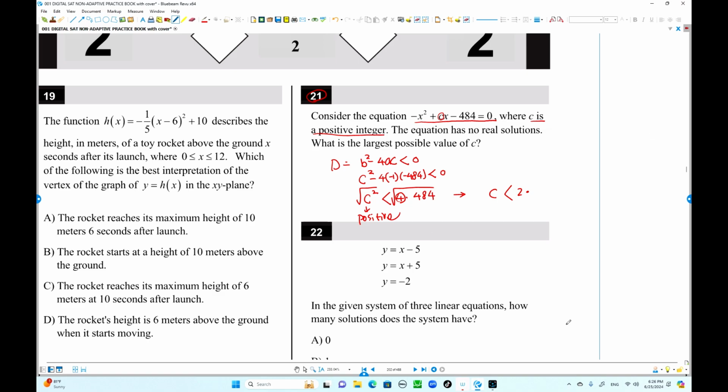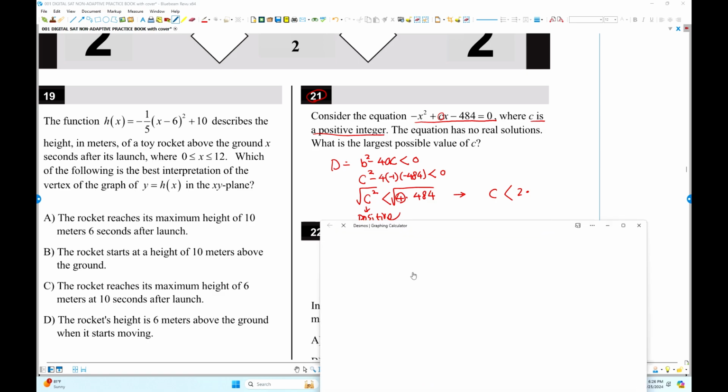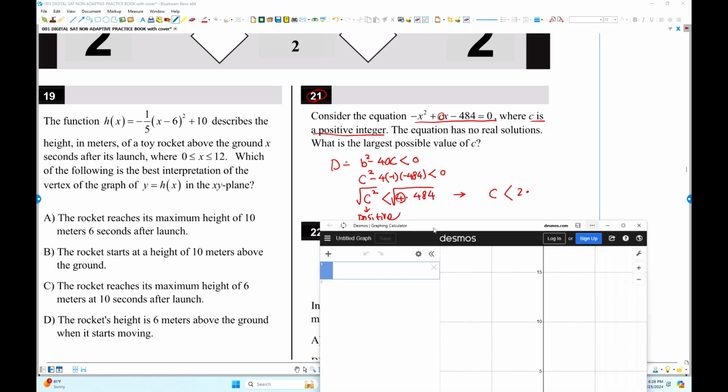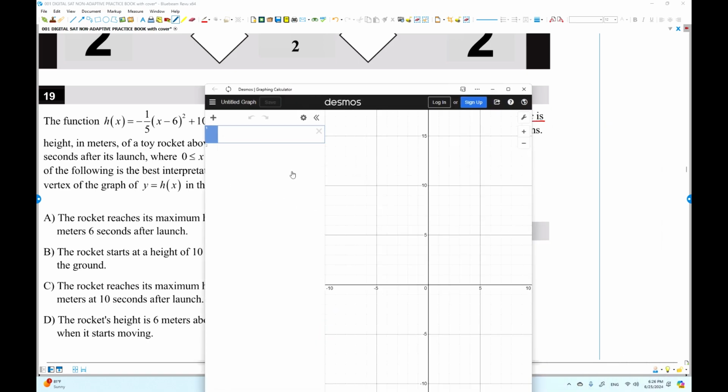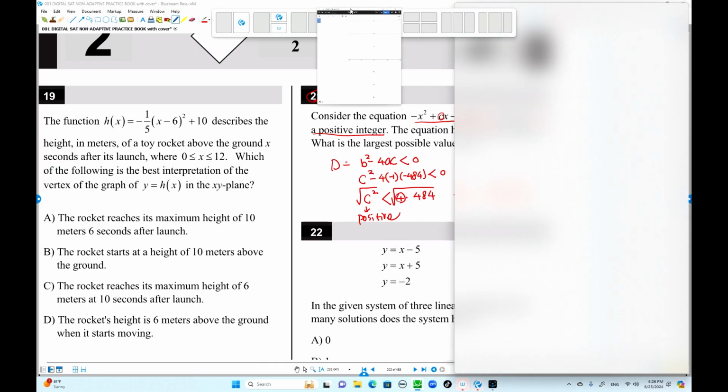Or you can use decimals over here. I'm going to use decimals. Square root. Oops. So where is it? All the way down there.